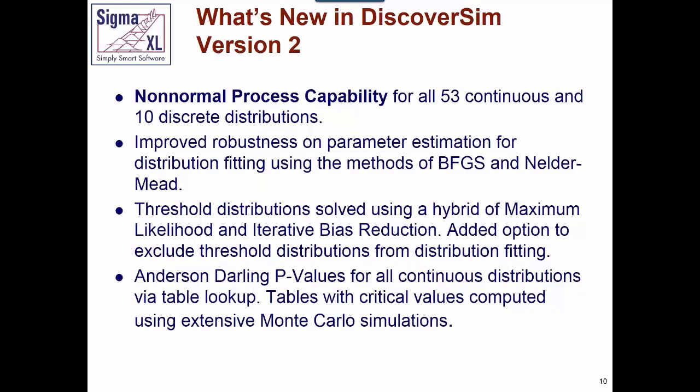Anderson-Darling p-values are available for all of the distributions. We did extensive Monte Carlo simulations, 50,000 runs per distribution, to come up with the ability to compute the Anderson-Darling p-values, and that's something that normally there are published tables, but those published tables are for just a select group of continuous distributions. This way, we have Anderson-Darling p-values for all of the 53 distributions.